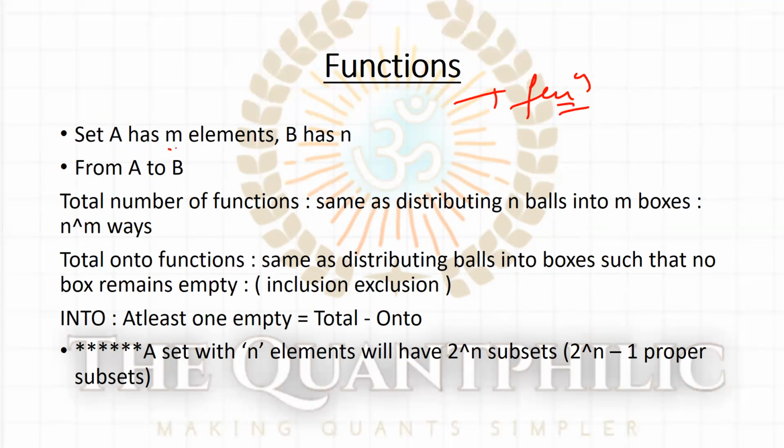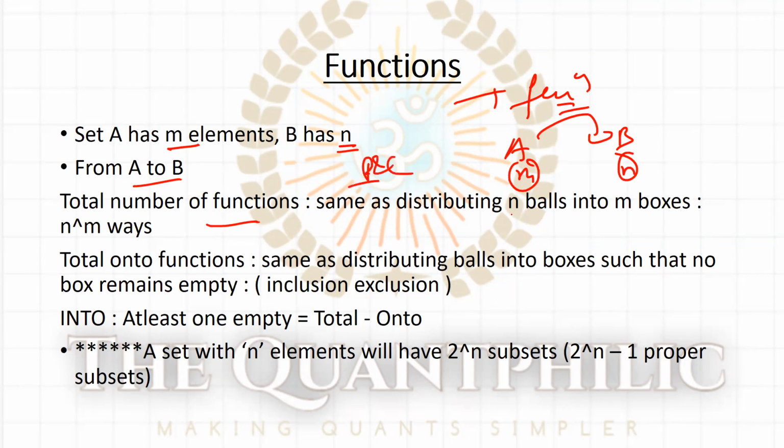Set A has m elements, set B has n elements. So from A to B, the number of functions is, you can relate this topic to PNC, distributing n balls into m boxes, so n to the power m. The total number of onto functions: for at least one empty, it is total minus onto. So in total you have to subtract onto to get into.